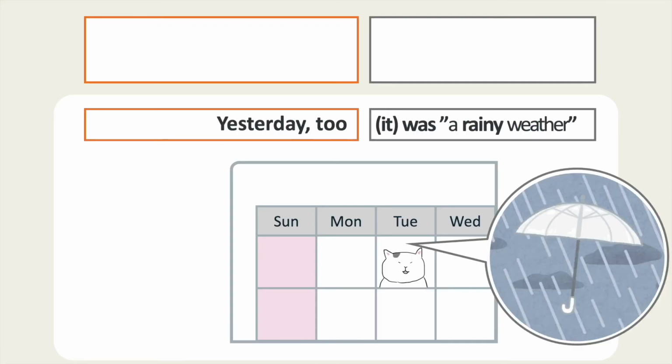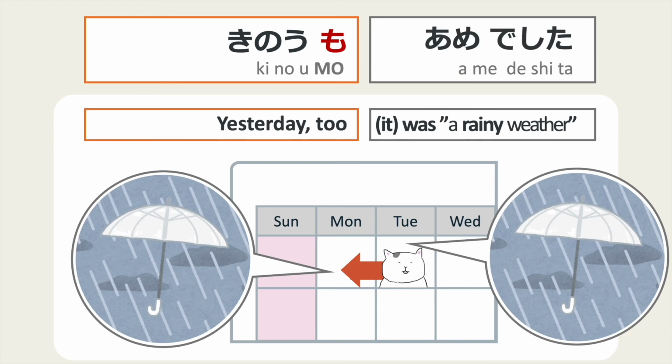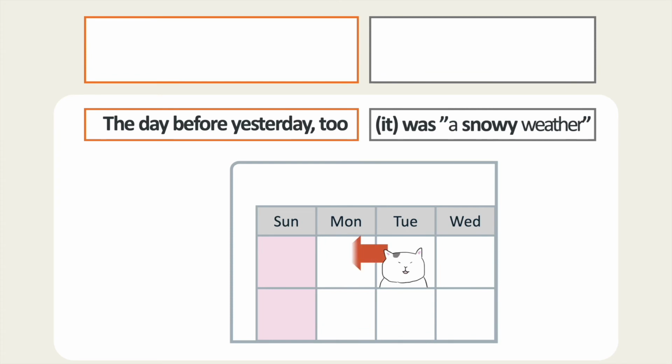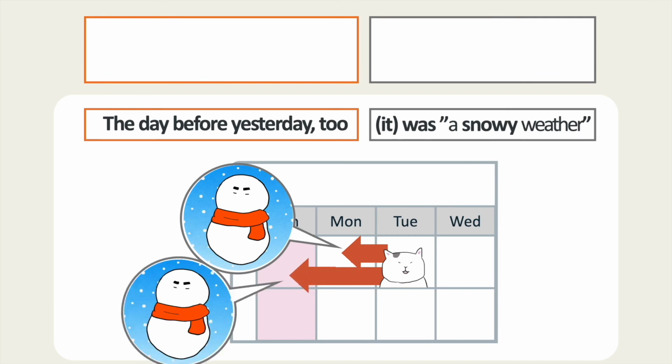Let's say it's raining today and it was also raining yesterday. How do we say yesterday too was a rainy weather? 昨日も雨でした. Let's say you're talking about yesterday's weather, which was snowy, and you want to say the day before yesterday too was snowy. How do you say?